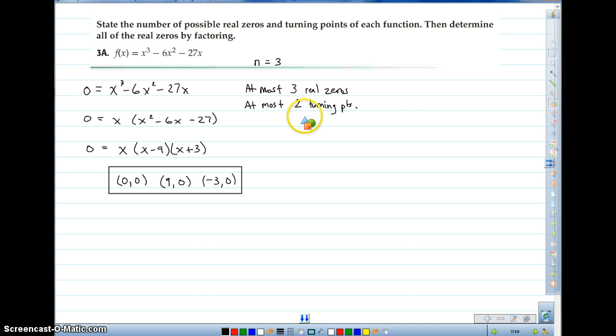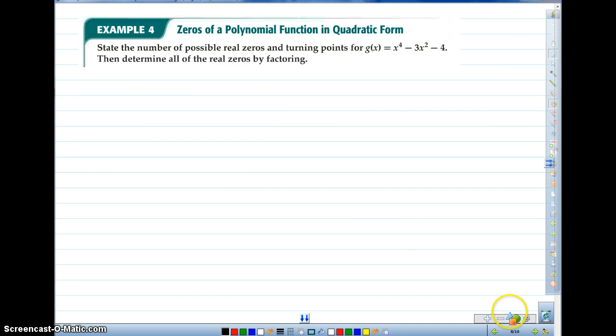All right, the other type of polynomial that we're going to see are polynomials that are in quadratic form, but maybe not necessarily quadratic form with degree of 2. This quadratic form actually can be solved like a regular trinomial, but we're going to have to do a little bit of manipulation. So I wanted to remind you how to do these types of problems. We're still going to state the possible number of real zeros and the turning points. So our degree for this one is 4. So we could have at most 4 real zeros and at most 3 turning points.